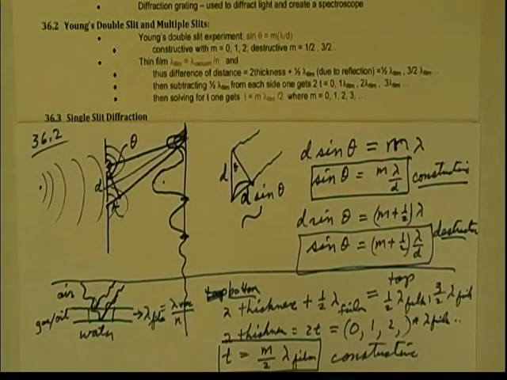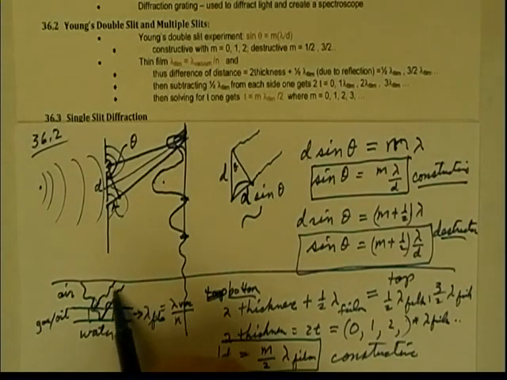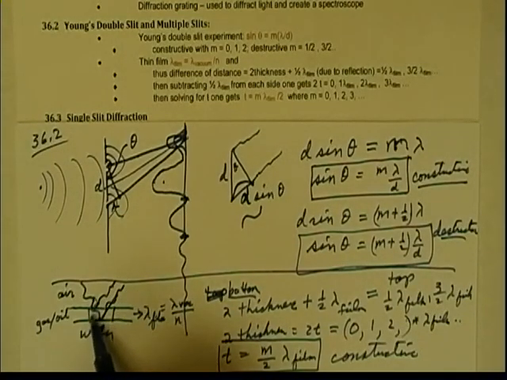Now you can see that for different wavelengths, we're going to get constructive interference in different places. And so we see these various shimmering colors due to the fact that the wavelength of blue and the wavelength of red and so forth here are different.